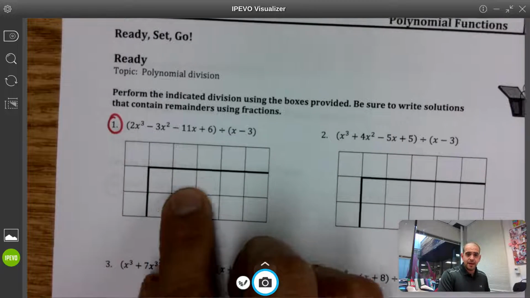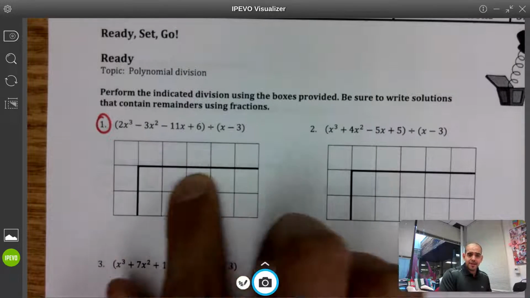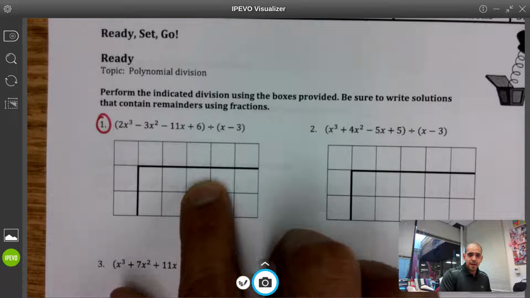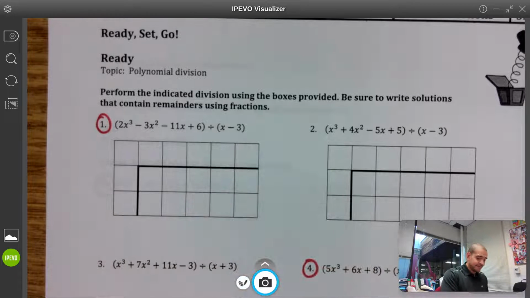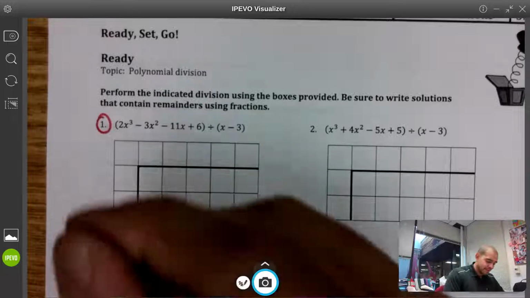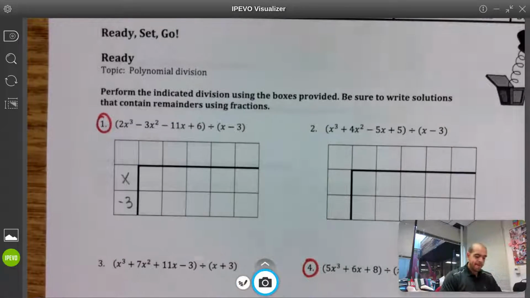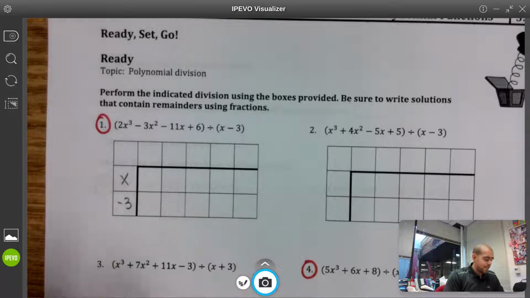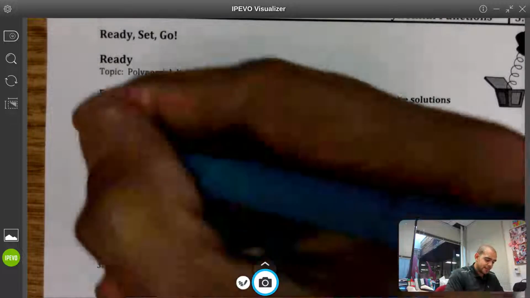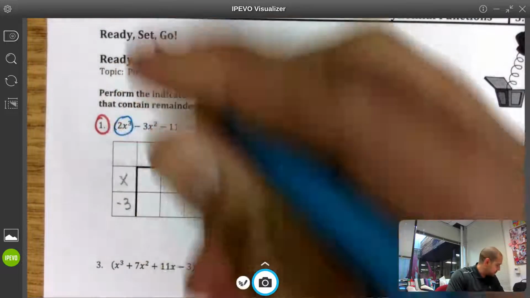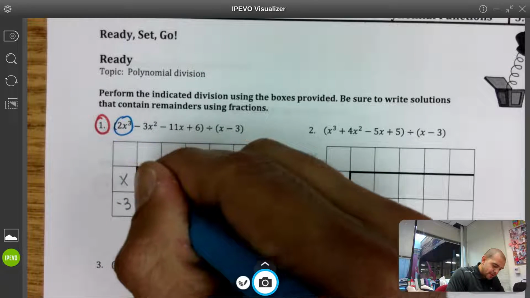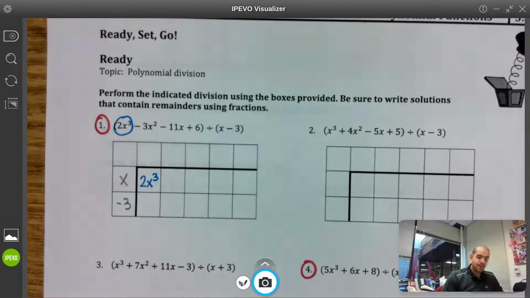Okay, so I'm going to take my dividend here. I'm going to put it in my box here. And then here's my divisor. So my divisor is going to go on the outside. So here's x, and here's -3. Now, I'm going to color code this. Here's my first term, 2x to the third. Okay.